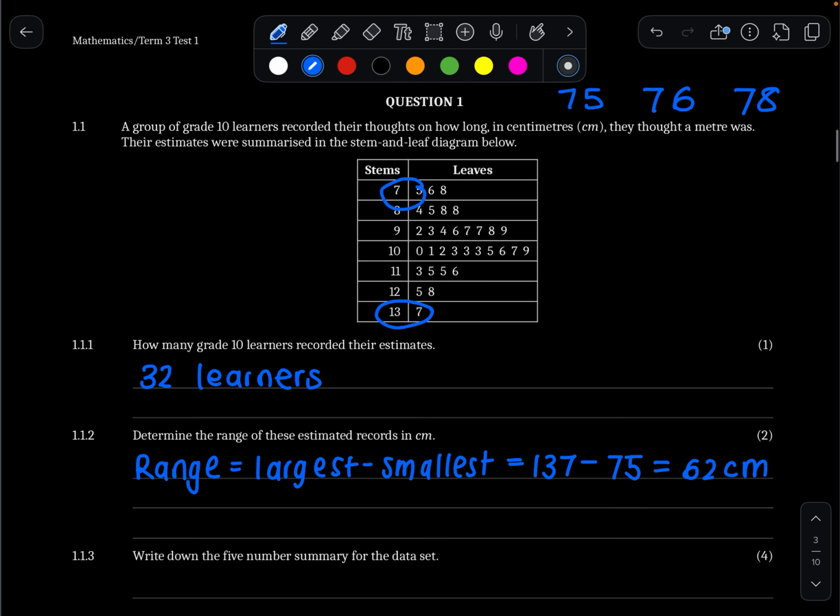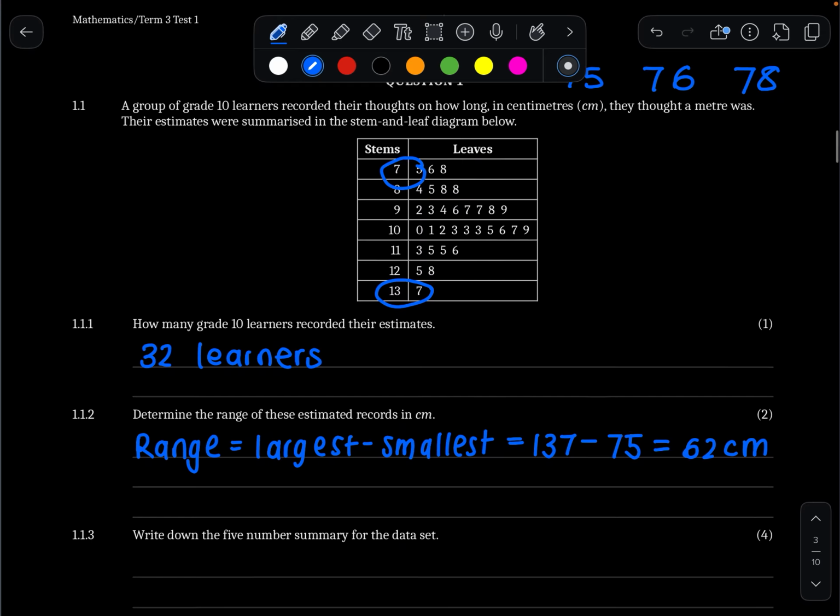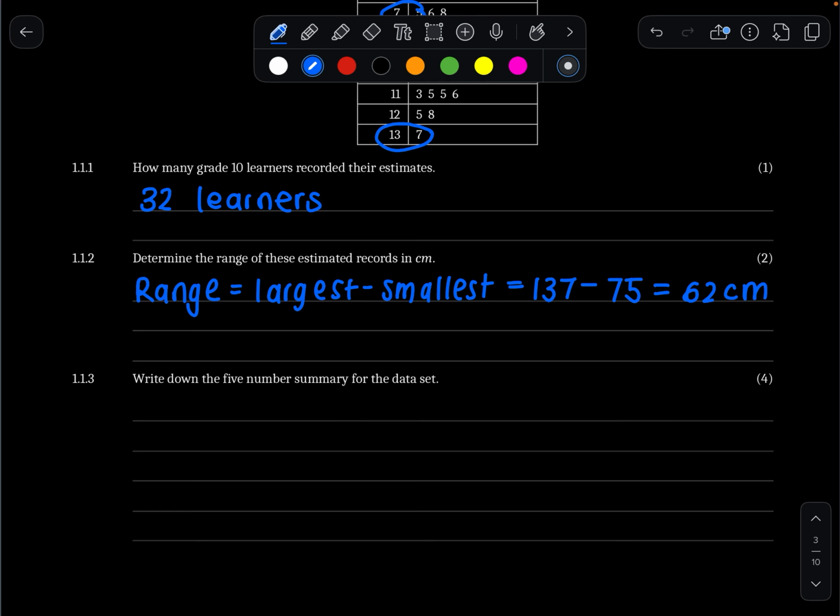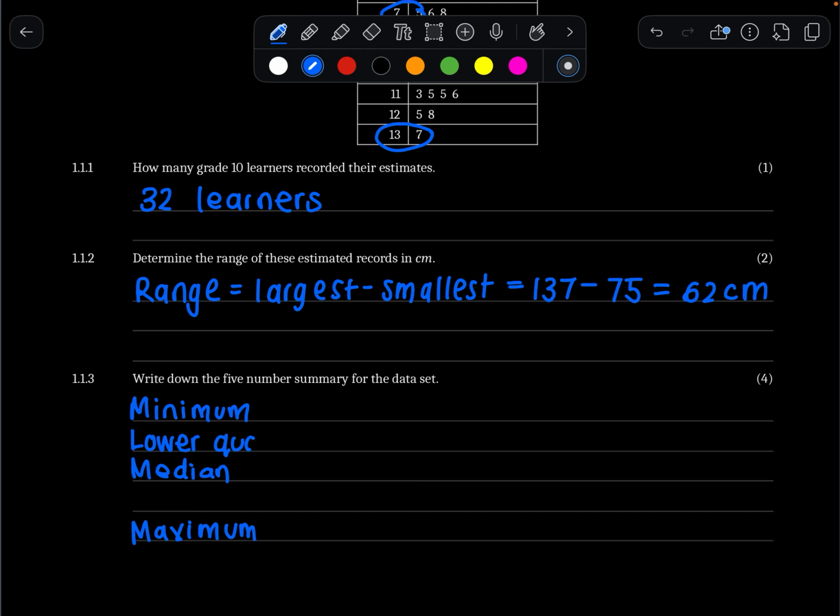The third part is write down the 5-number summary for the data set. We need to know this: it is the minimum number, the maximum, the median, which is the middle number, the lower quartile, and the upper quartile.